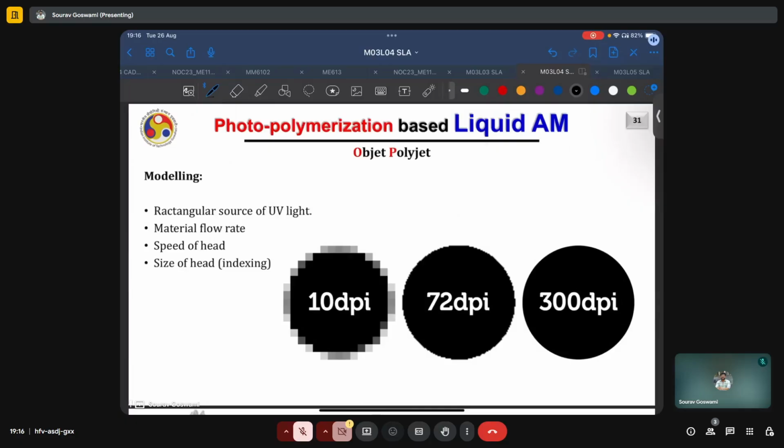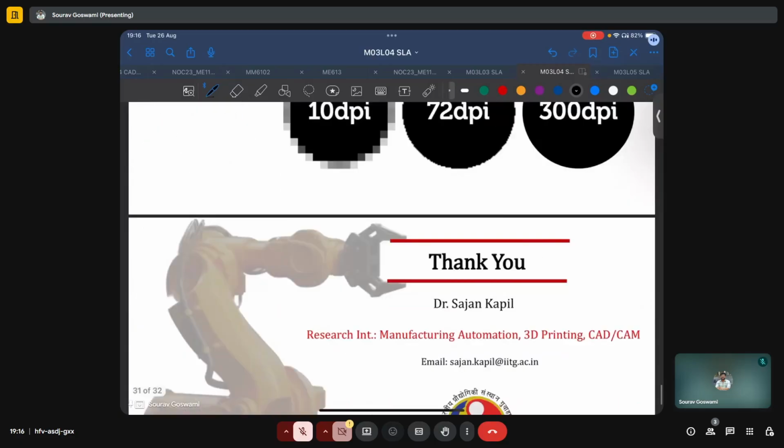And what we can see is that by packing more nozzles into the deposition heads, we can approximate any complex geometry better and better, as shown by the example of changing the dots per inch from 10 to 300 and how it approximates a circle.